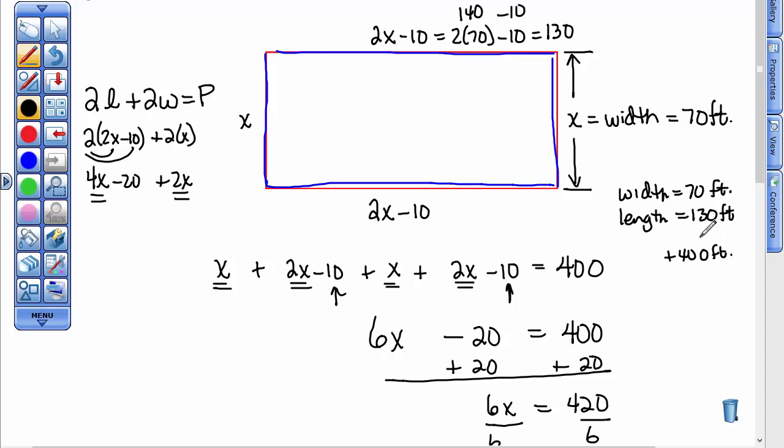Very good. That was one of the more challenging problems because we've been doing some problems that involve consecutive integers, even and odd, and then here's something that involves the perimeter of a shape as well as describing the length and width in terms of x.